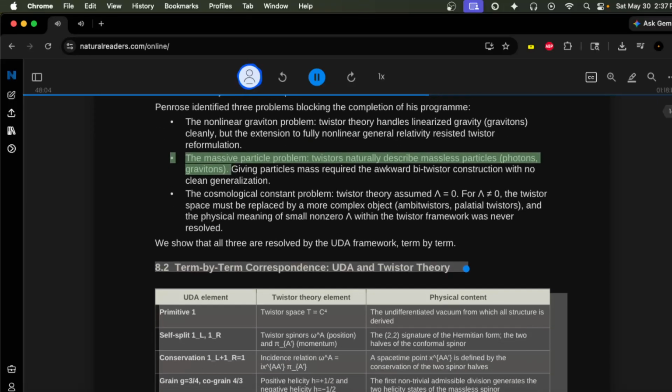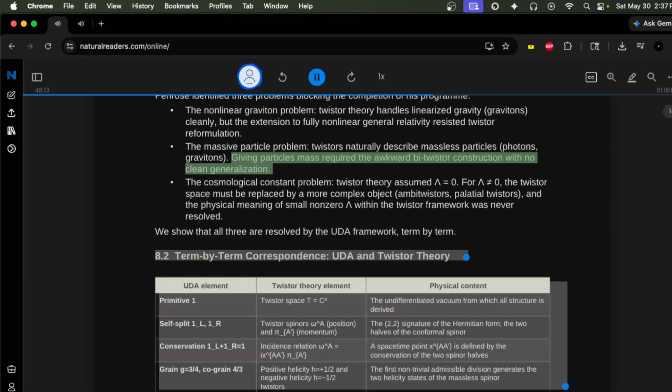reformulation. The massive particle problem. Twistors naturally describe massless particles. Giving particles mass required the awkward bi-twistor construction with no clean generalization.